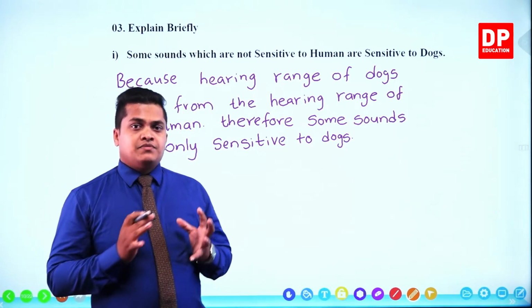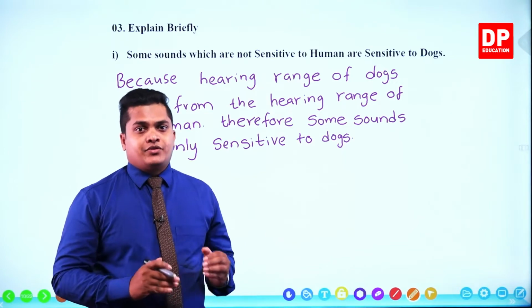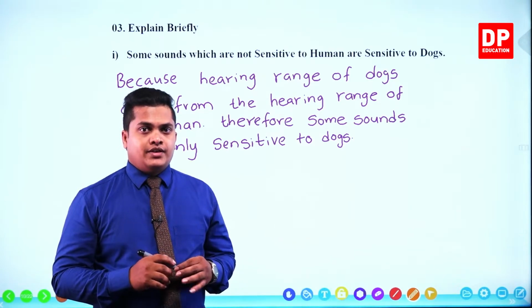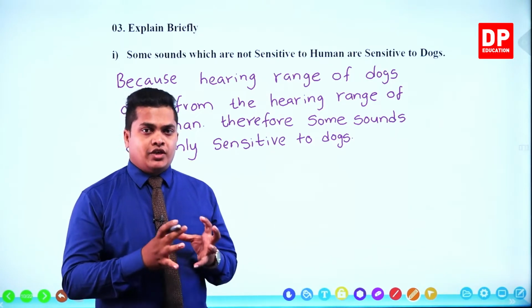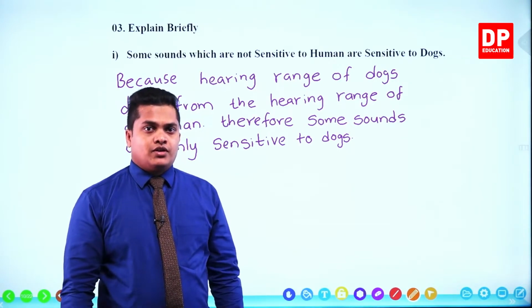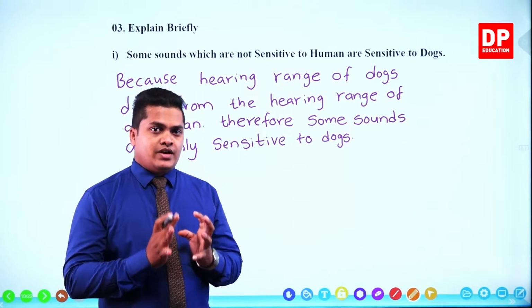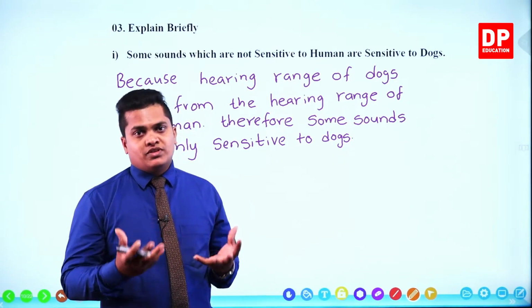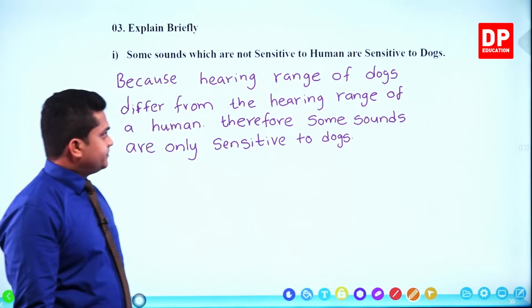So there are some sounds which are only sensitive to dogs, right? It's because the hearing range of a human differs from the hearing range of a dog. So there can be some instances where dogs can hear a sound but humans can't, right?